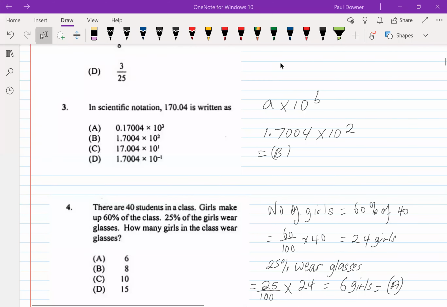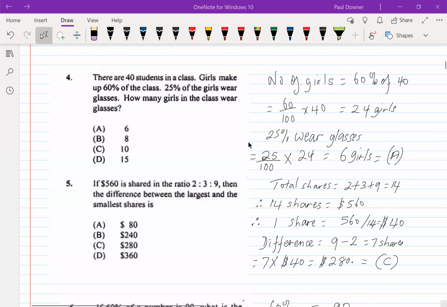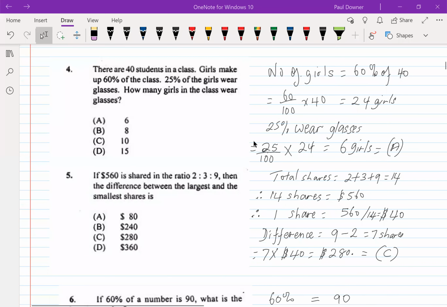So let's continue into number 4. In number 4, they say there are 40 students in a class. Girls make up 60% of the class. 25% of the girls wear glasses. How many girls in the class wear glasses? Now, if 60% of the class are girls, then let's find the number of girls in the class. That'll be 60% of the total. The total is 40, so that'll be 60% of 40.